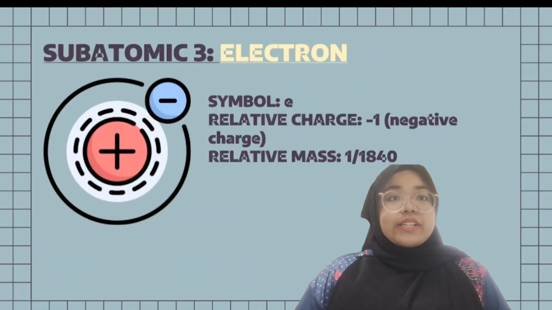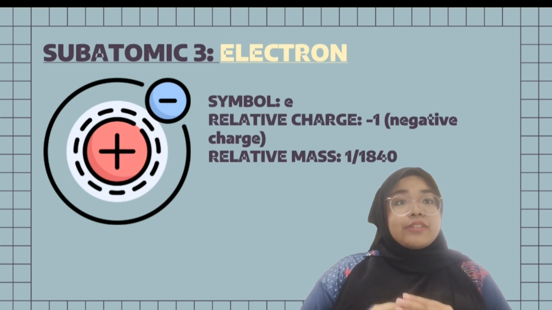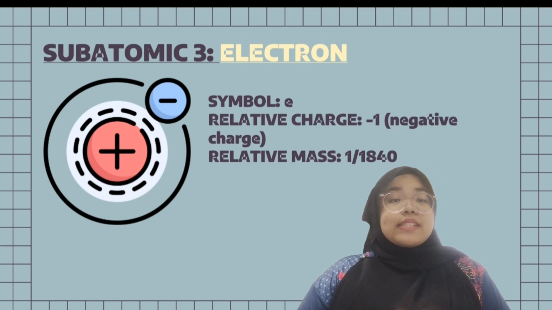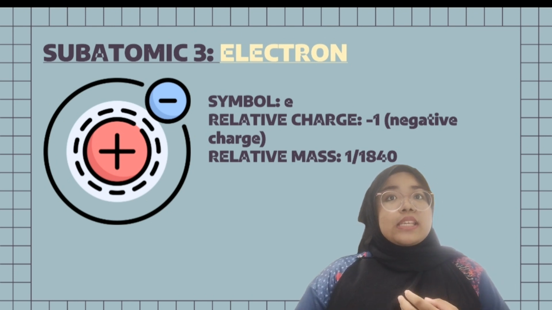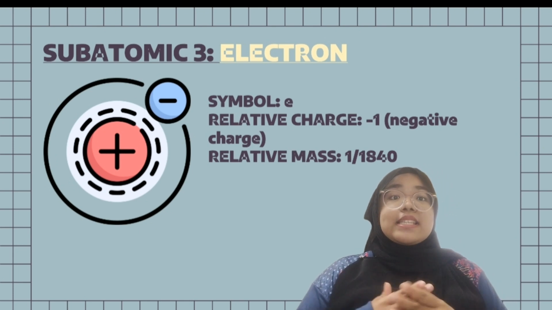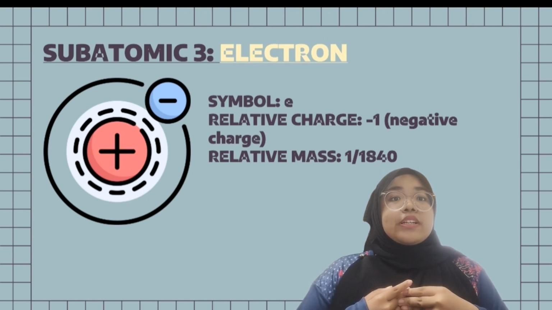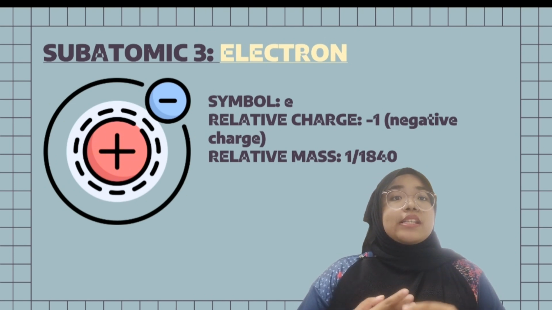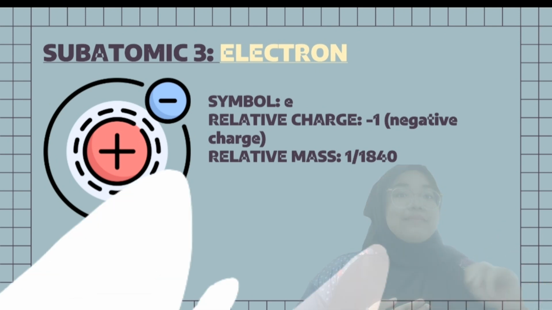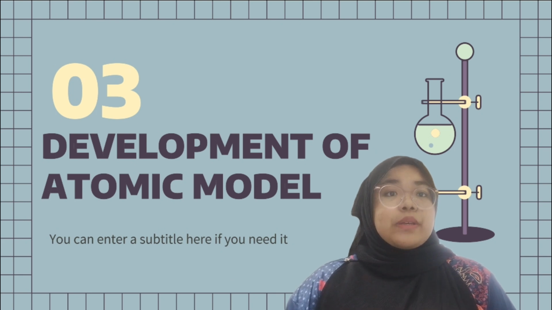The next subatomic particle in atomic structure is called the electron. Basically, electron is a negatively charged particle in atomic structure. The symbol for electron is e, while the relative charge is -1 since the electron itself is negatively charged. The relative mass for electron is 1 over 1840. So the third one is development of atomic model.